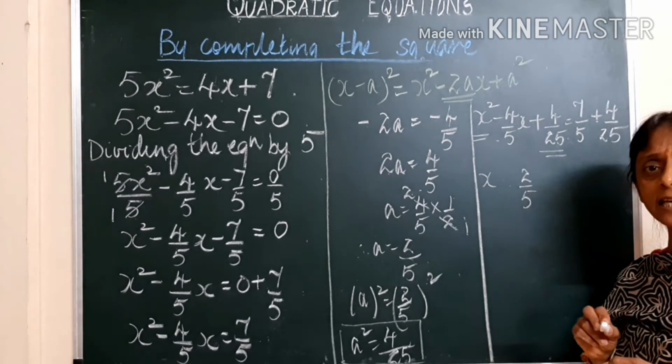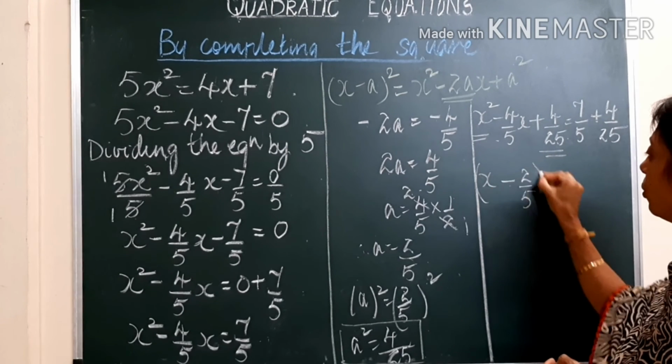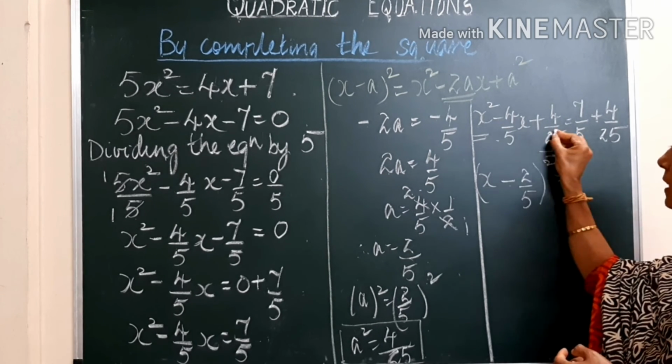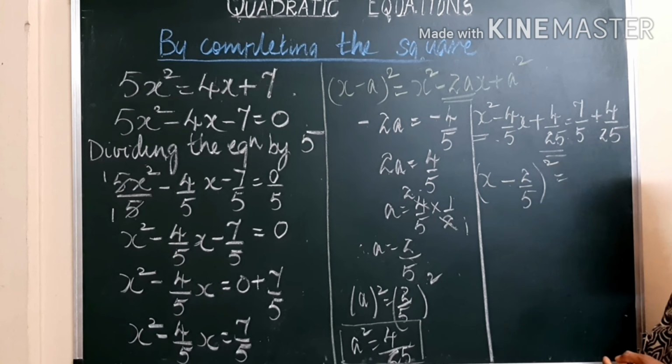And what about the sign? Which sign will you insert? The sign of the middle term, the whole square. So the left hand side is a complete square of x minus 2 upon 5, the whole square.